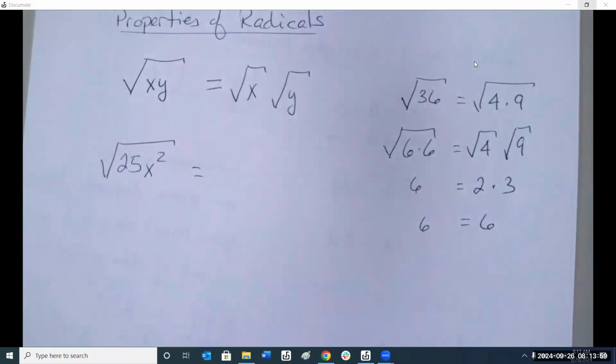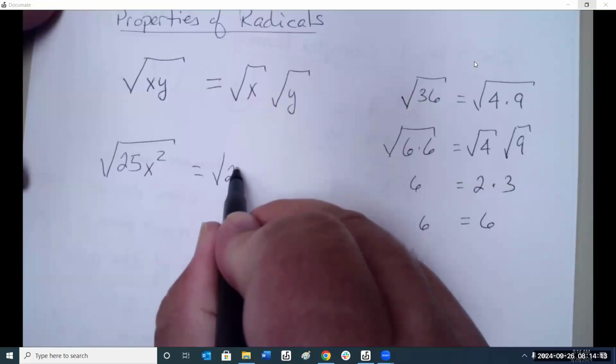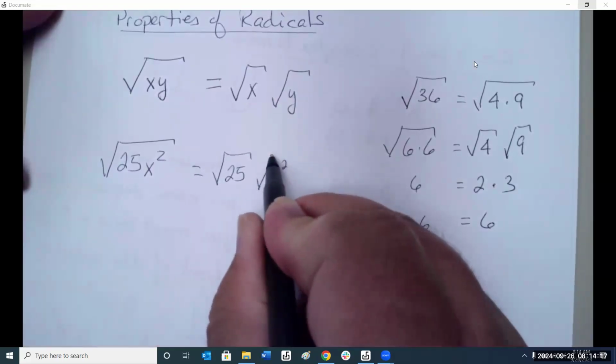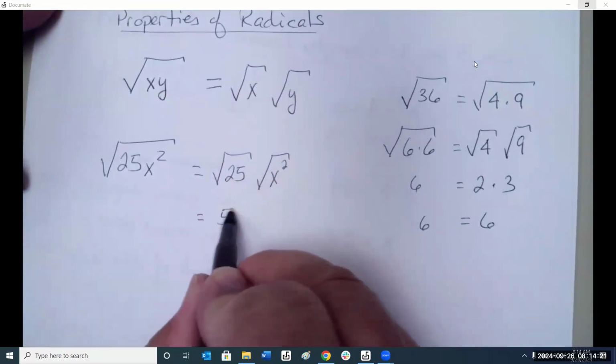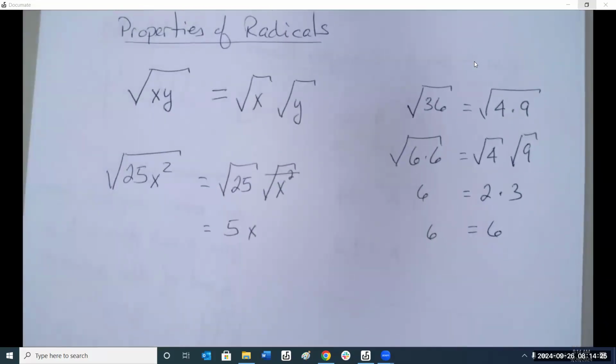So if I had the square root of 25x squared, we split them up. Square root of 25 is 5, and the square root of x squared is x.